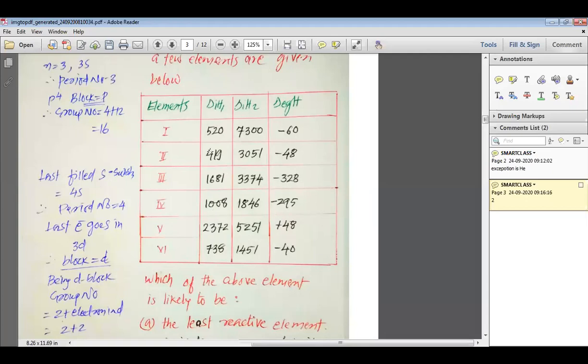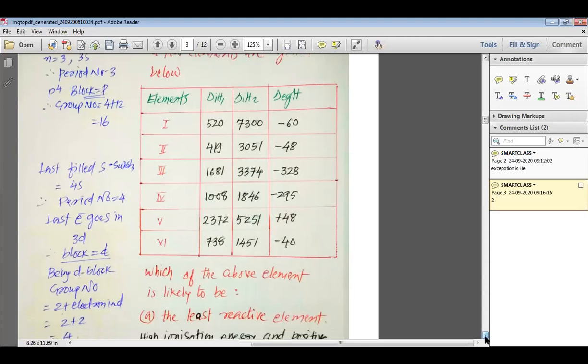The lowest first ionization enthalpy is with element number 2. So we can expect element number 2 to be the alkali metal of group number 1. We can expect element number 3 to be a halogen, and you can see that element number 5 has positive electron gain enthalpy. Positive electron gain enthalpy is the representation of the inert gases. So element number 5 is definitely going to be the inert gas.